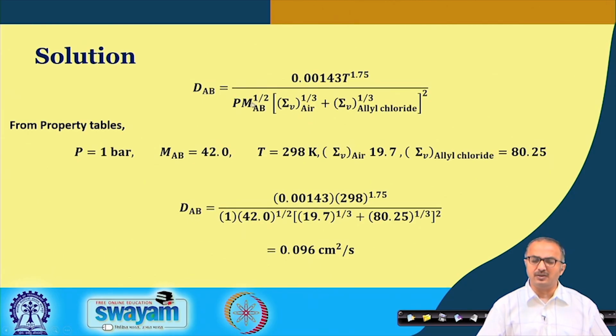All these values will be found in some data source, and the value of M_AB can be found by taking an average, where 1 by M_AB equals 1 by M_A plus 1 by M_B. That is how you find the value of M_AB.